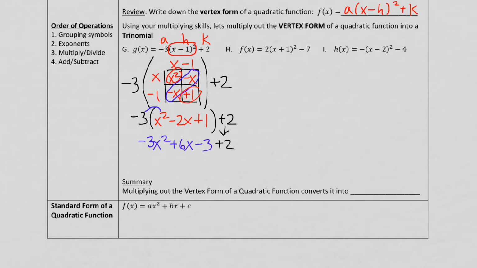So to finish this question, I do have like terms here of just these two constants. So -3 + 2 is -1. So I end up getting this answer, -3x squared plus 6x, and then this -1. So our goal today is to take a quadratic in vertex form, which gives us a, h, and k, and multiply it fully out to get this new form here, which we're going to call standard form in a few minutes.